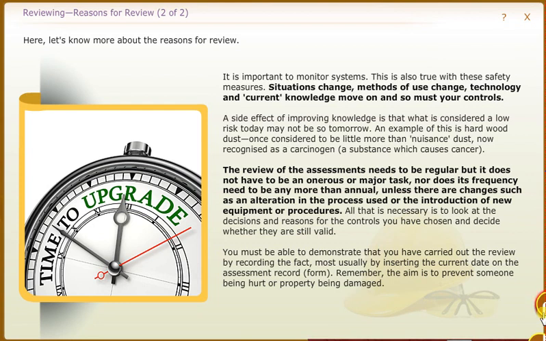The review of the assessments needs to be regular, but it does not have to be an onerous or major task, nor does its frequency need to be any more than annual, unless there are changes such as an alteration in the process used or the introduction of new equipment or procedures. All that is necessary is to look at the decisions and reasons for the controls you have chosen and decide whether they are still valid. You must be able to demonstrate that you have carried out the review by recording the fact, most usually by inserting the current date on the assessment record or form. Remember, the aim is to prevent someone being hurt or property being damaged.